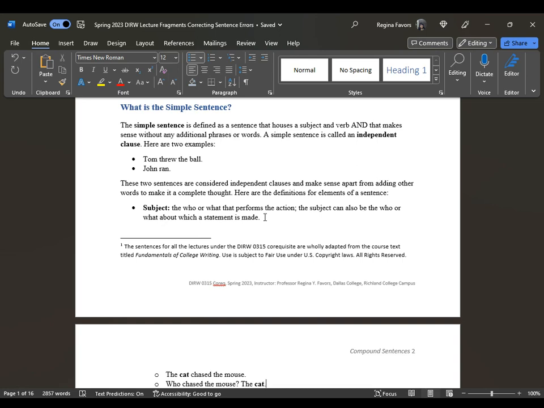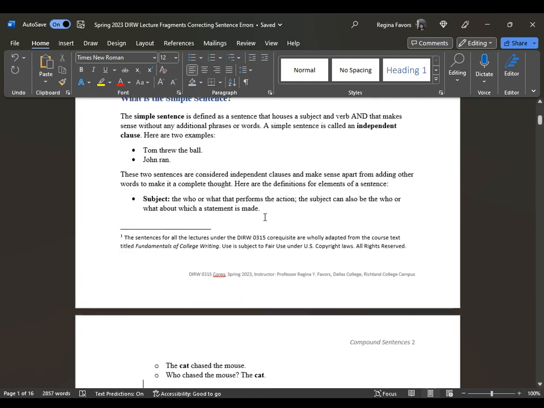And a simple sentence is also called an independent clause. So we understand that Tom threw the ball, and then we also understand that John ran. Remember, we don't know the reasoning behind each of these two sentences in terms of us understanding it from a complete thought. We just understand that a simple sentence and independent clause will house a subject and a verb.